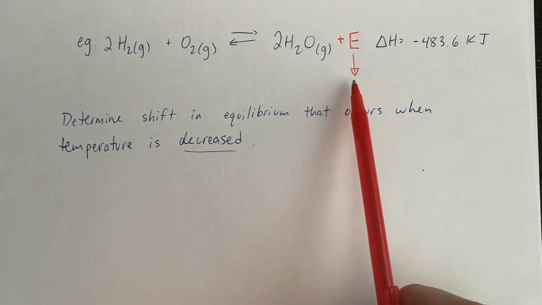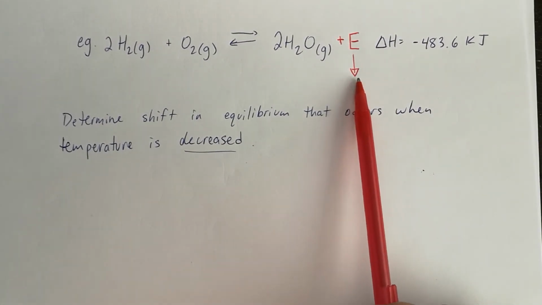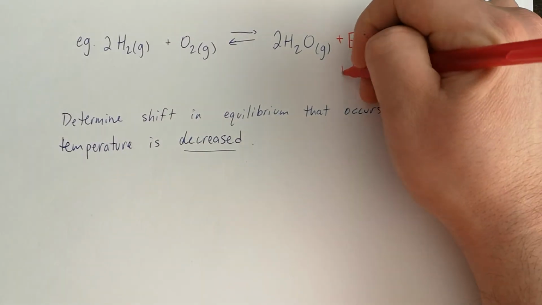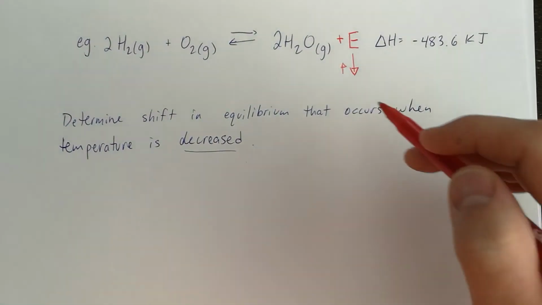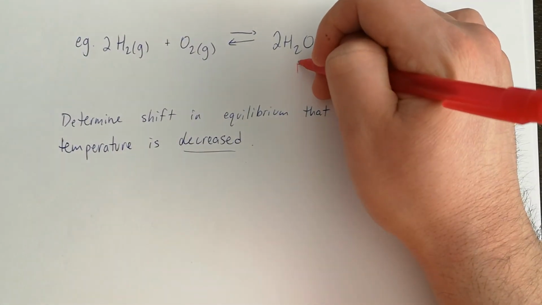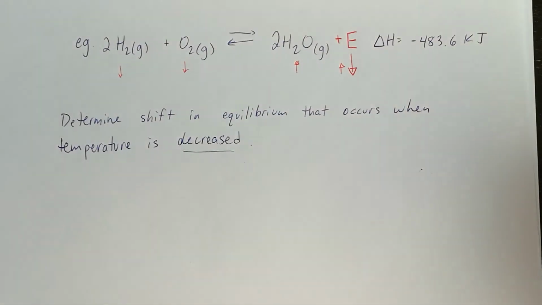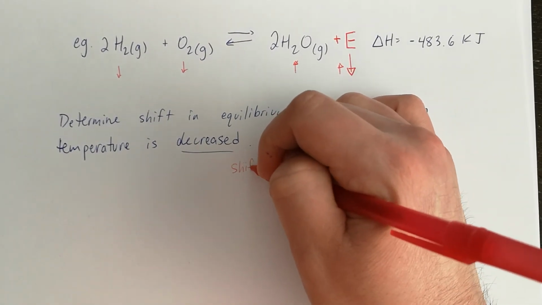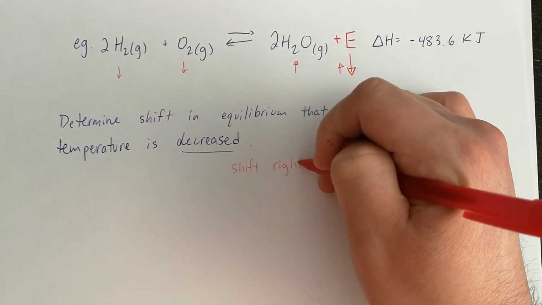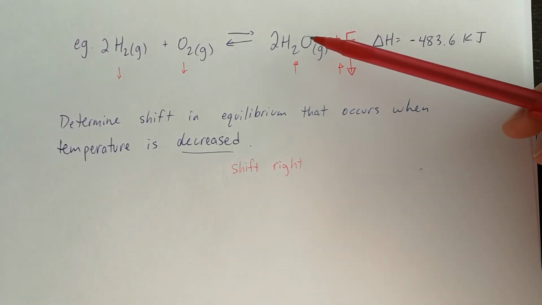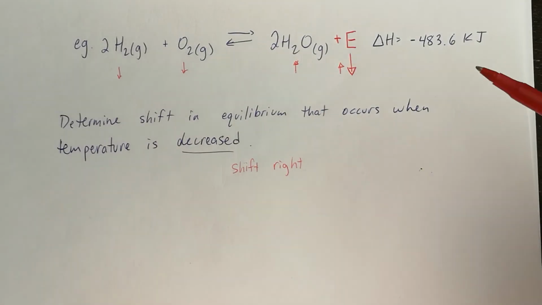If the temperature is decreased, we've removed energy from the system. The system responds to try to replace some of that. The only way it's going to be able to replace energy is by shifting to the right, producing more water at the expense of hydrogen or oxygen. So that's going to be a shift right. And again, it's identical to if we removed water from the system. Equilibrium will shift to replace some of it.